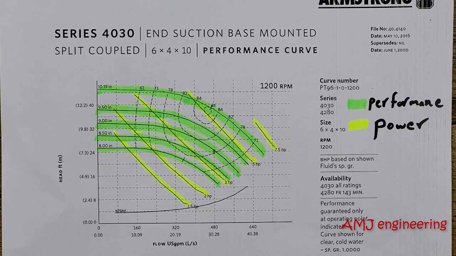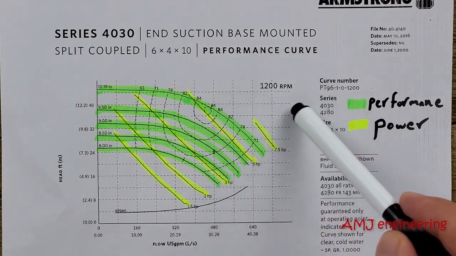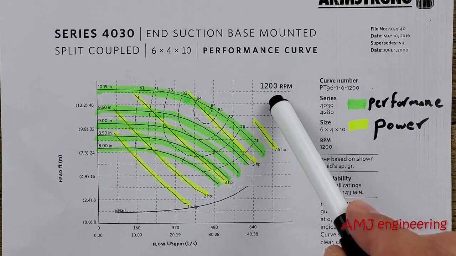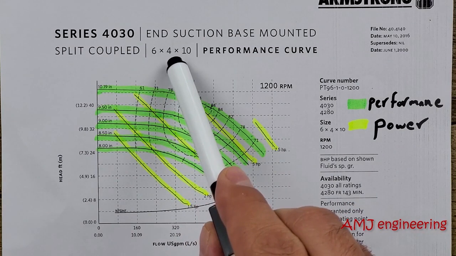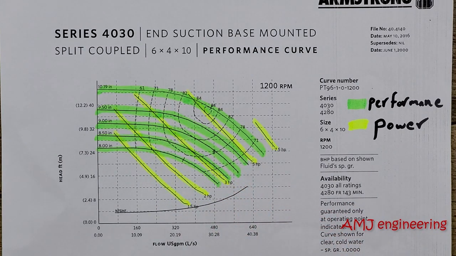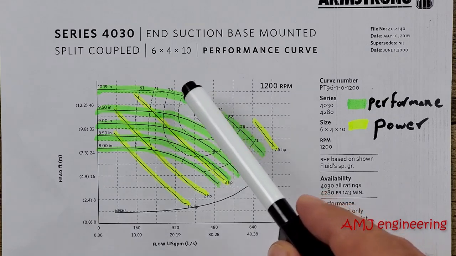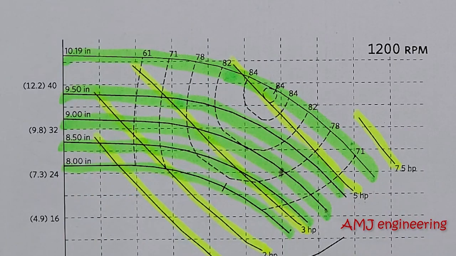A curve is defined for a specific operating speed and a specific inlet-outlet diameter. In our example here, these curves show the performance at 1200 RPM for a 6x4 inches inlet-outlet diameters. Several curves on one chart indicate the performance for various impeller diameters. In the example here, the impeller size ranges from 8 inches to 10.19 inches.